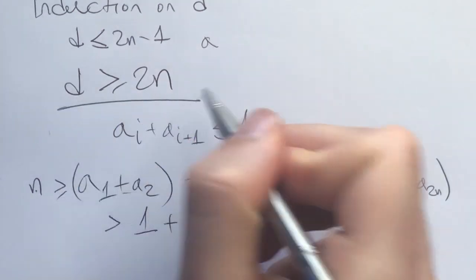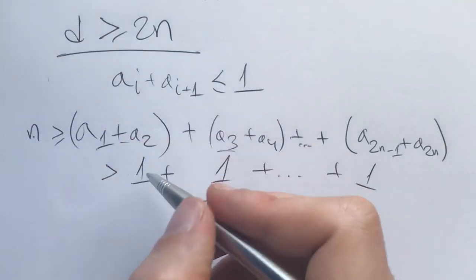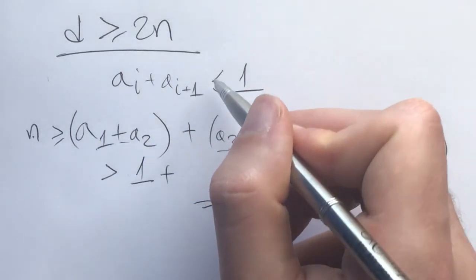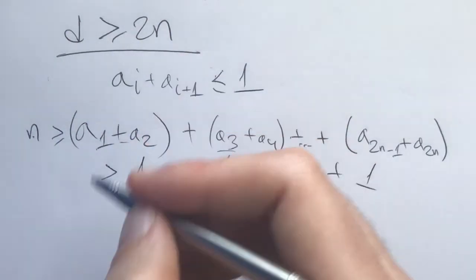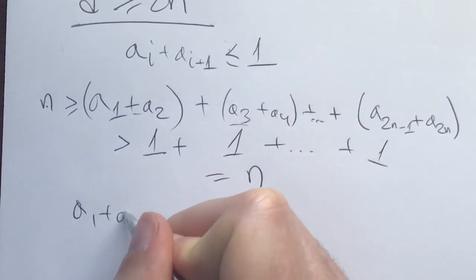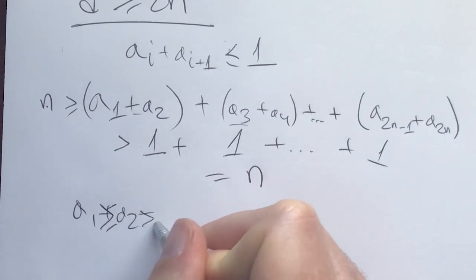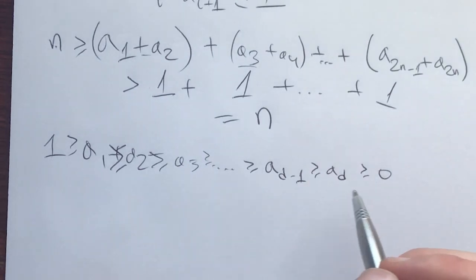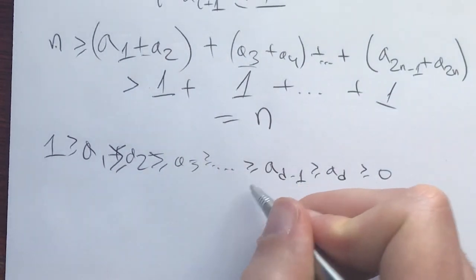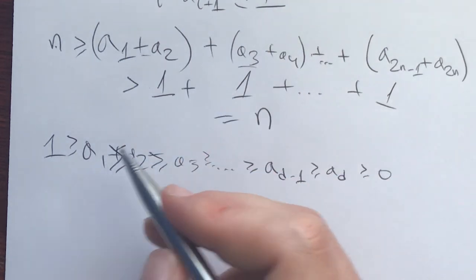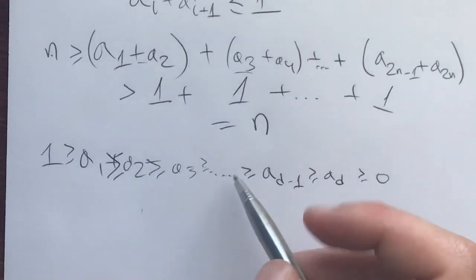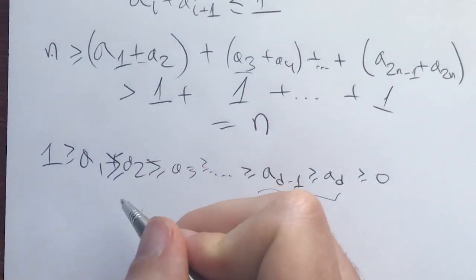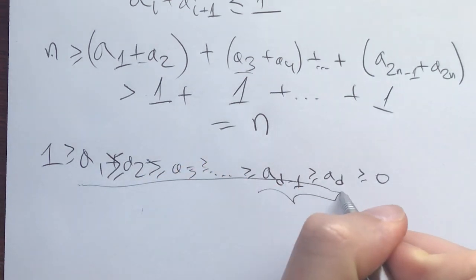Now this means for d greater than or equal to 2n, there exist two of these, ai and ai plus 1, such that their sum is less than or equal to 1. Now assume without loss of generality that a1 is greater than or equal to a2 is greater than or equal to a3 is greater than or equal to ad minus 1, greater than or equal to ad, greater than or equal to 0. And now we know via this that there exist two of them such that the sum of these two is less than or equal to 1.